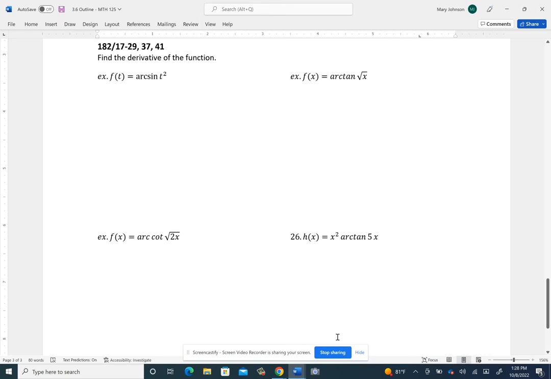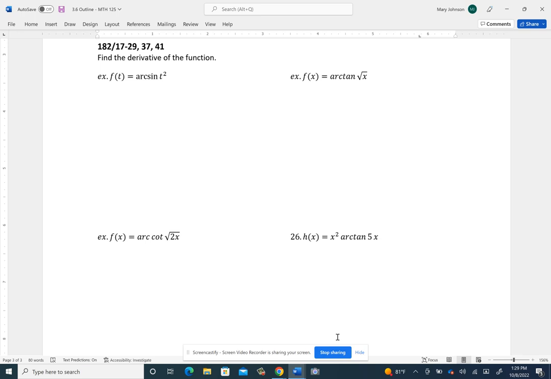All right, so we're going to wind up doing these problems from the 3-6 outline. Okay, so you may want to take notes on the outline as we do these.